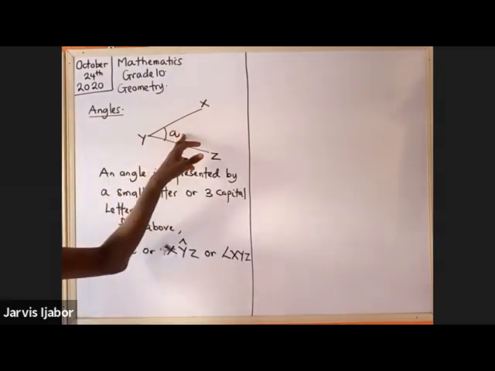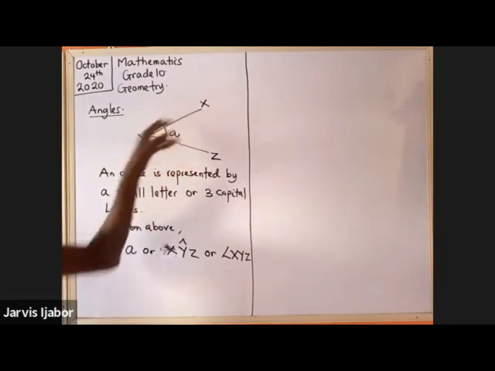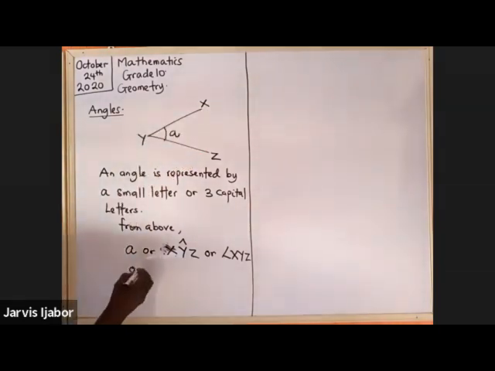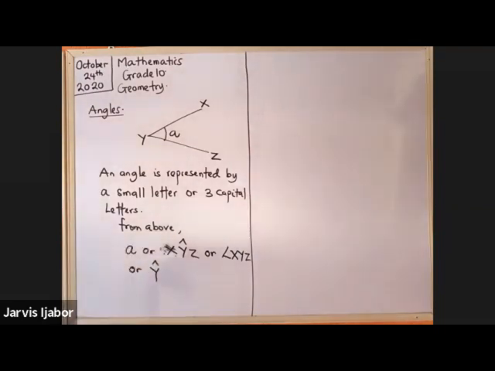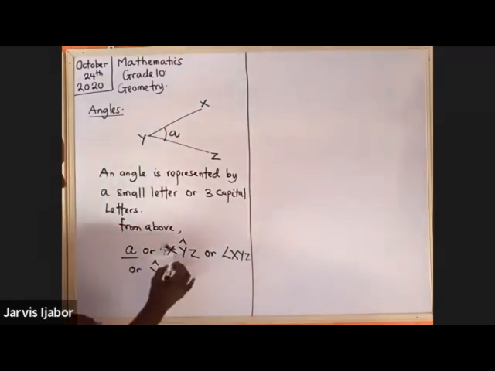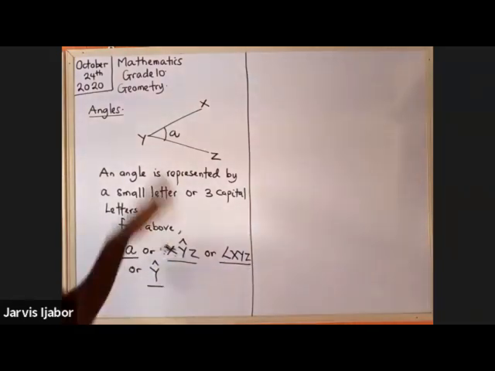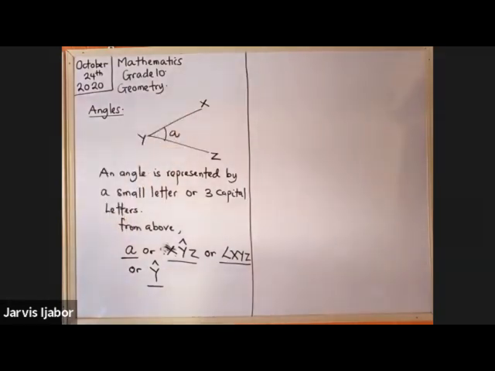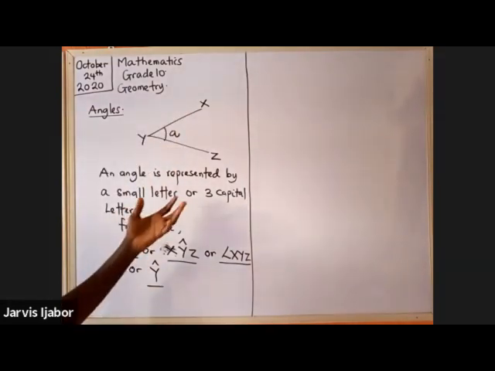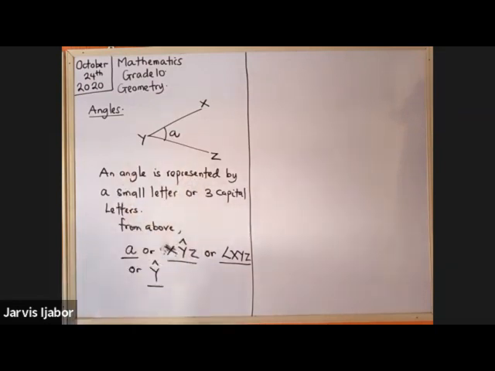You can either say A, you can either say X, Y, Z, or you can also say angle Y. I'm going to explain to you when you can use this one. When we come into shapes, I will explain to you when you can use this. So this angle can be represented as this, this, this, or this. Any of them is correct for this. When we come to shapes, I will explain more in details why these ideas are in order. Okay.